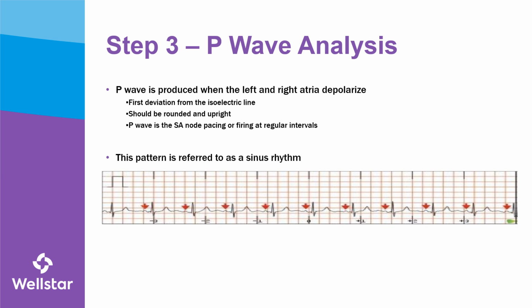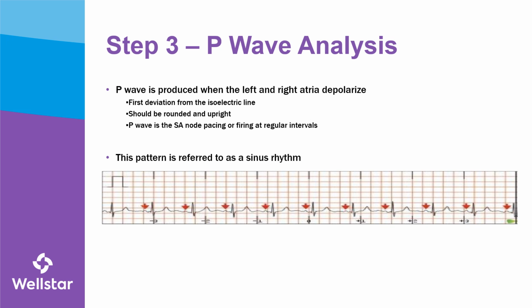Step number 3 would be your P wave analysis. The P wave is produced when the left and right atria depolarize. The first deviation from the isoelectric line, our isoelectric line, is going to be that line that's about average and the rest of the ECG is just resting at. If you would consider asystole, it's just the isoelectric line, there's no other activity. So if they're not in asystole, then you can see that they've got activity with the energy depolarizing and repolarizing.